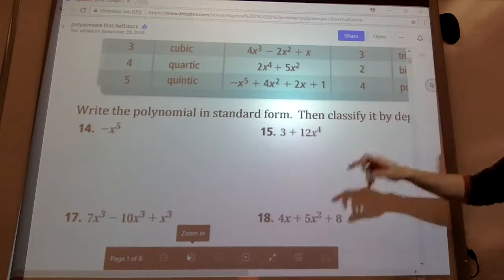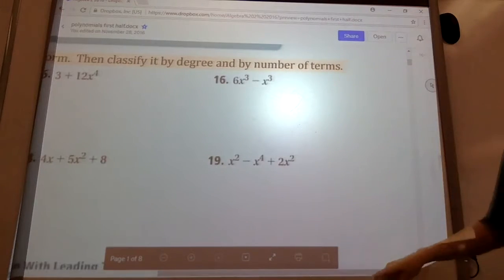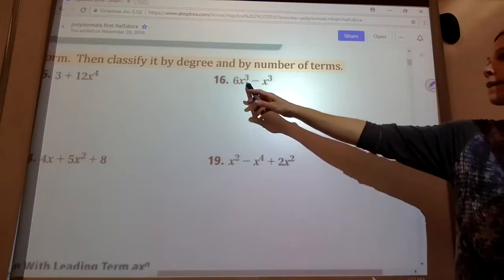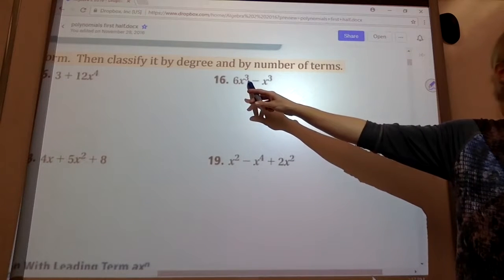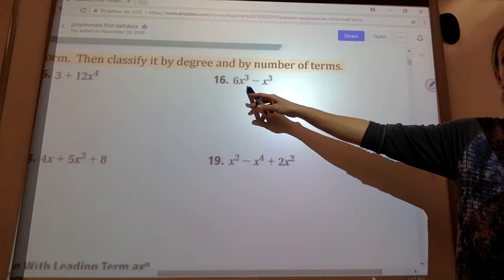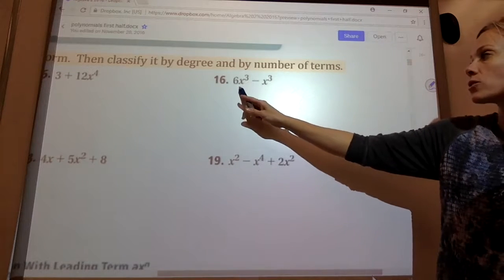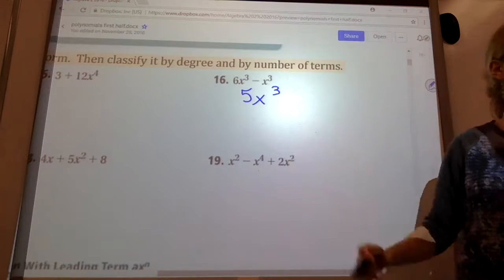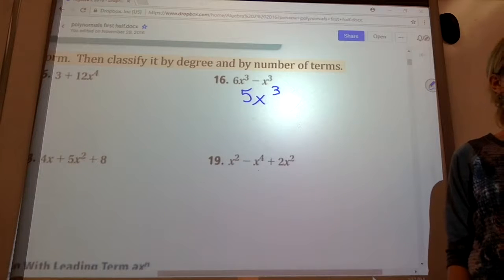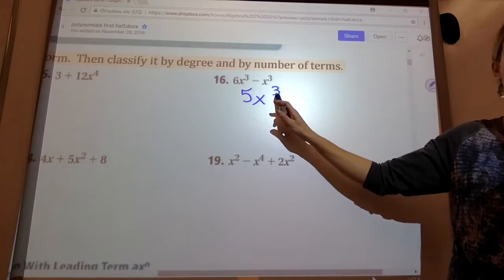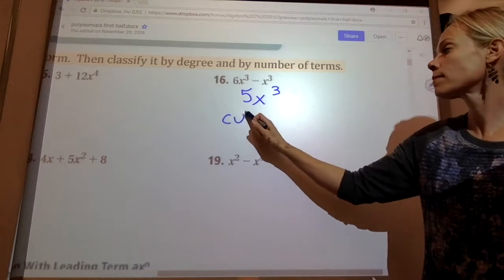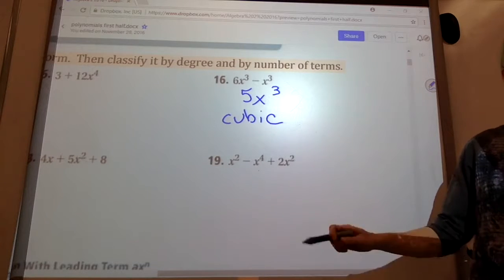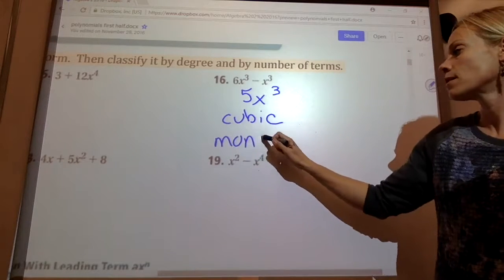Try another one. So this one, is that in standard form? No. What can I do? They both have the same degree. So those are actually like terms that I can combine. So 6x cubed minus 1x cubed, 5x cubed. That's standard form. If there's any terms to combine, you got to combine them. It's a degree of 3, so this would be called a cubic, right, because it's cubed. And I only have 1 term, so number of terms would be monomial.